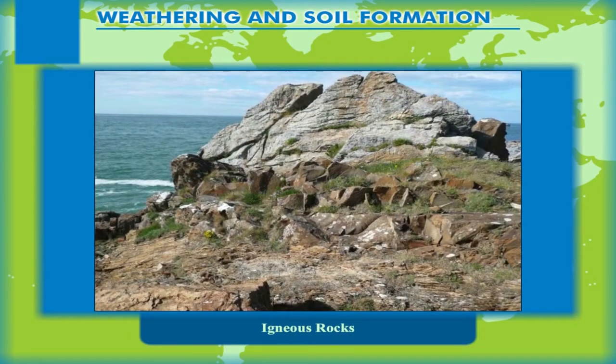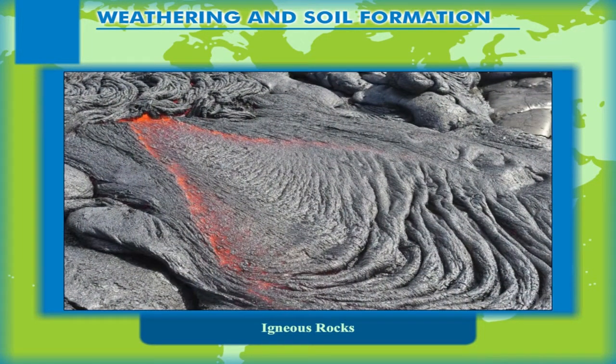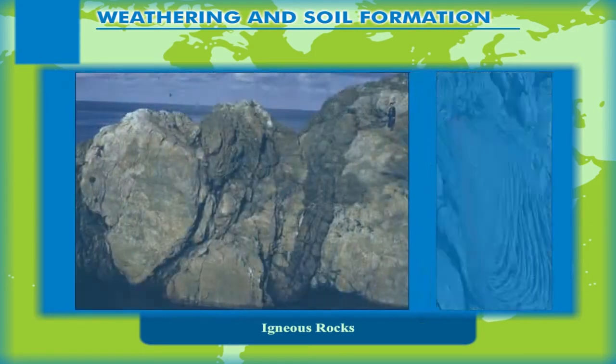Igneous rocks. They are also called primary rocks because they are formed first. The word igneous is taken from the Latin word ignis, meaning fire. These rocks are formed by the process of solidification of molten rock material called magma.